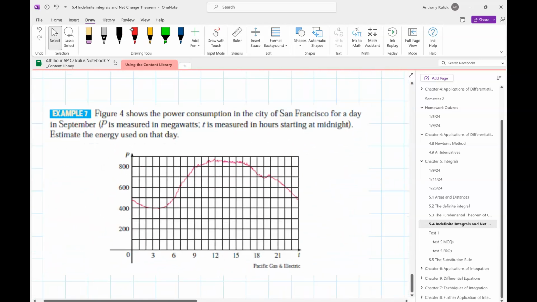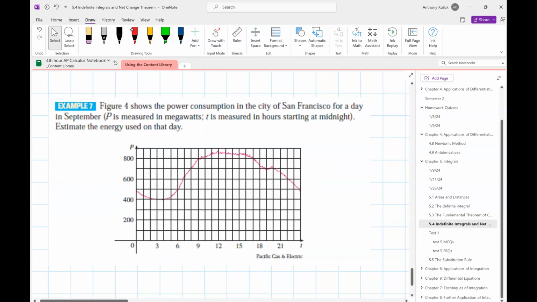All right. Last example here. It says figure 4 shows the power consumption for the city of San Francisco for a day in September. P, that's the y-axis, is measured in megawatts, and T, the x-axis, is measured in hours. Estimate the energy used on that day. Energy is just going to be power times time. So what are we really going to do to estimate this?